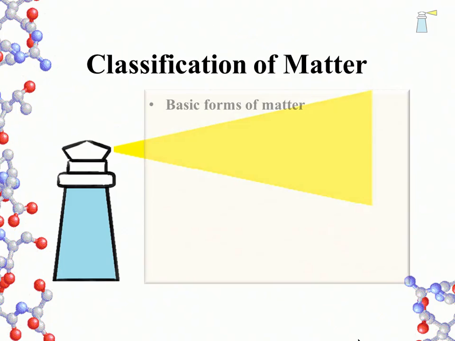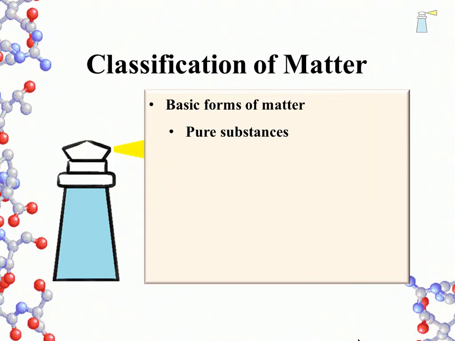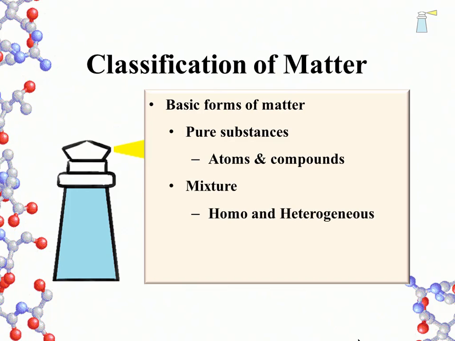We will begin our discussion of the classification of matter with an introduction to the basic forms of matter. These include pure substances with atoms and compounds, and then there are mixtures, which can be broken down into two major types, homogeneous and heterogeneous. And finally, we will discuss the procedure for classification of matter with examples.